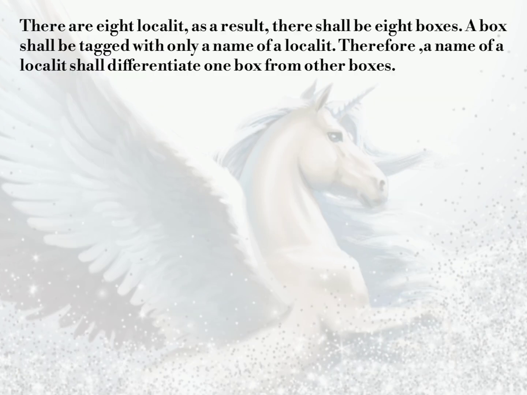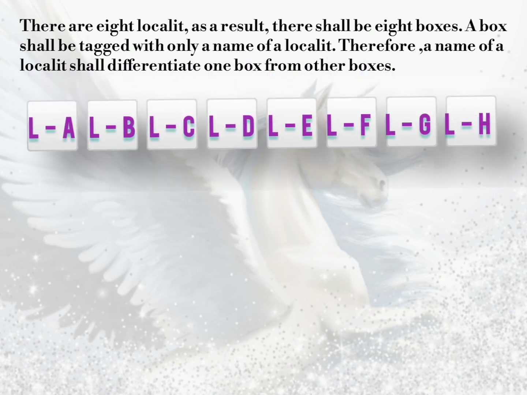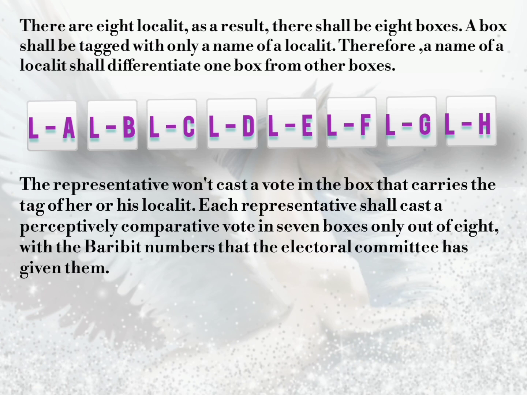There are 8 localate, as a result, there shall be 8 boxes. A box shall be tagged with only a name of a localate. Therefore, a name of a localate shall differentiate one box from other boxes. The representative won't cast a vote in the box that carries the tag of her or his localate.